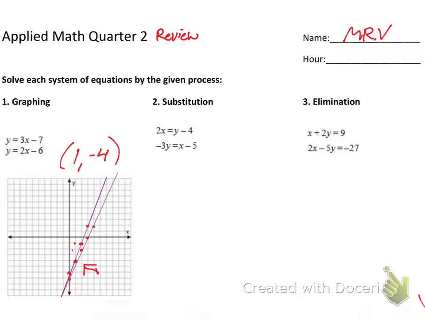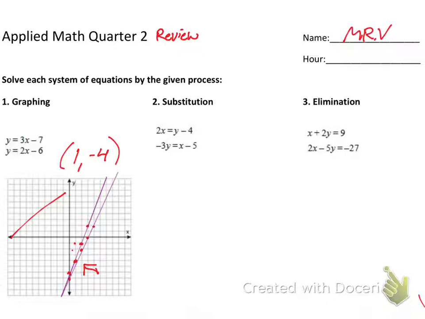The first one I just graphed, because it was already in y equals format, which is what we want. Once you have it in y equals, you can graph it, and where the two lines cross is the answer. Now, if it was a line like this and a line like this, it would be no solution. Or if it was just one line, it would be infinitely many solutions.